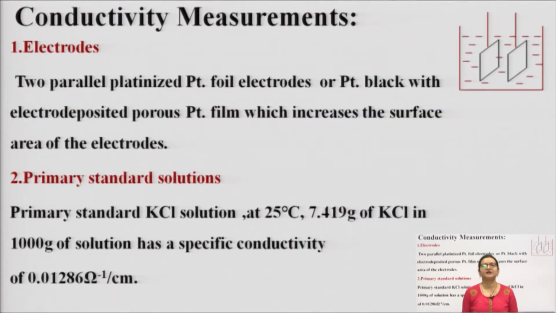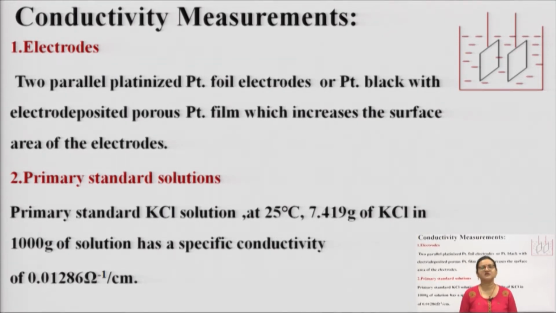There are two parallel platinized electrodes. Platinized electrodes may include platinum foil, electroplated platinum, or a platinum film also. These are the positive things: a platinum film, platinized electrode or electroplating will increase the surface area of the electrodes. That is why we use this method.